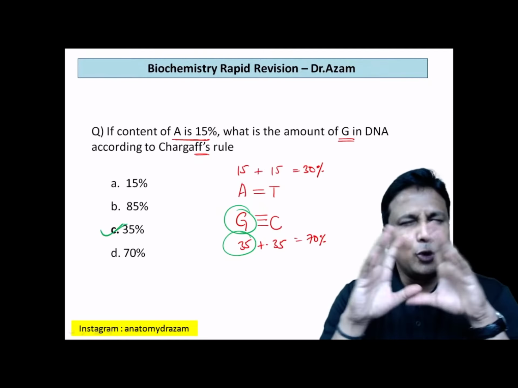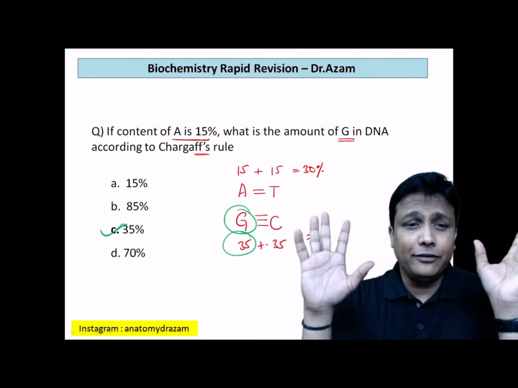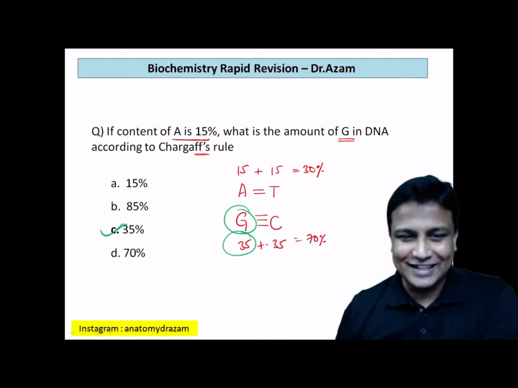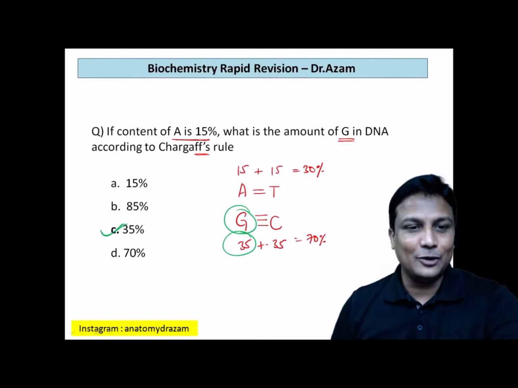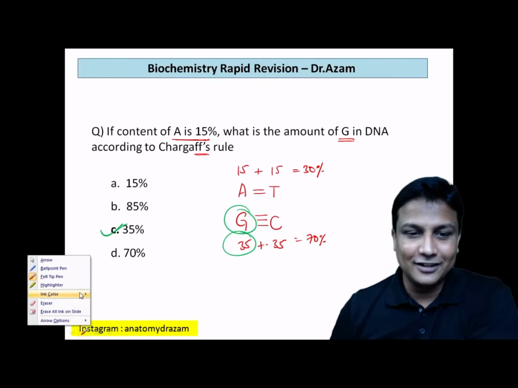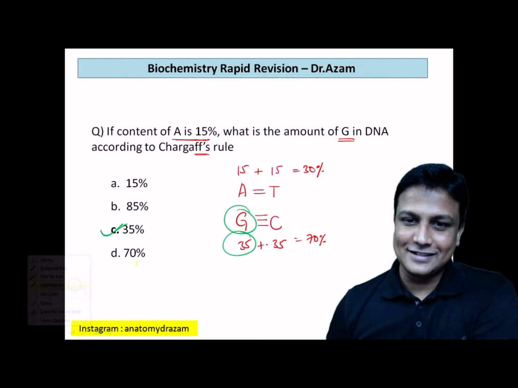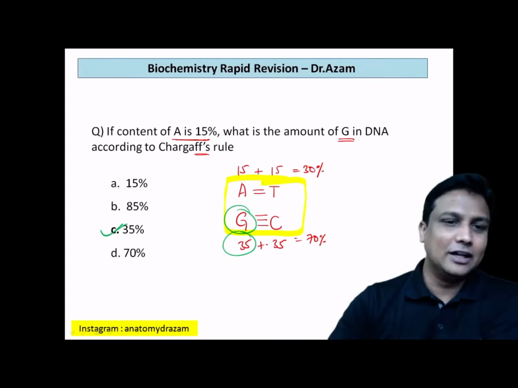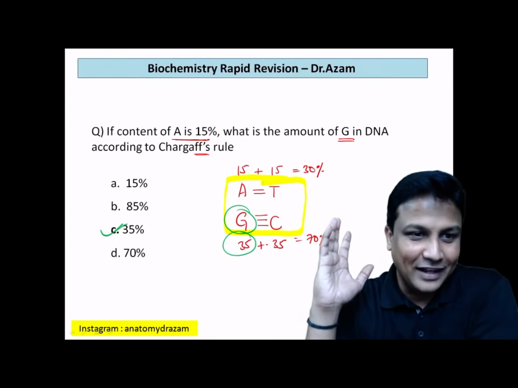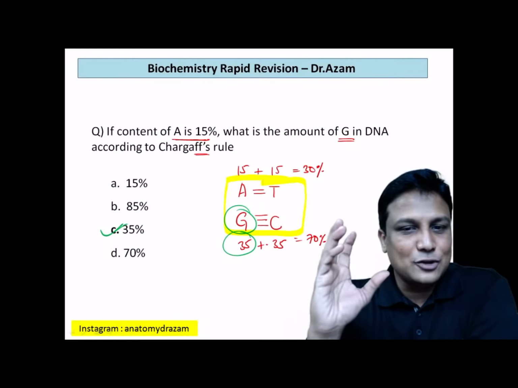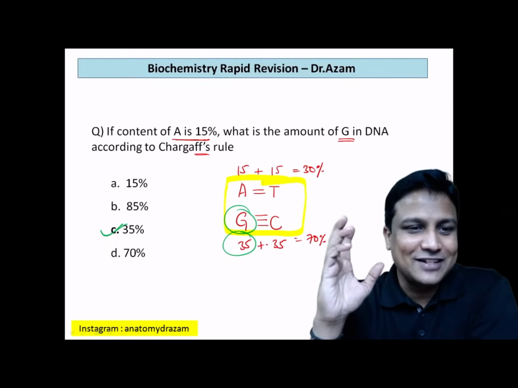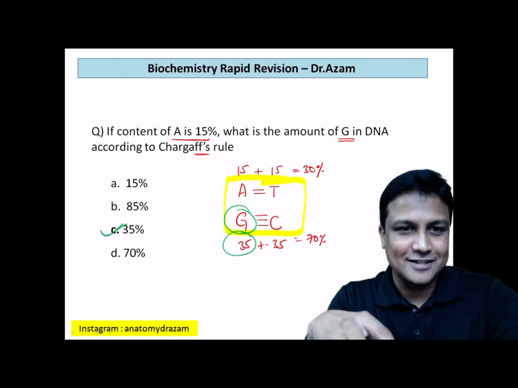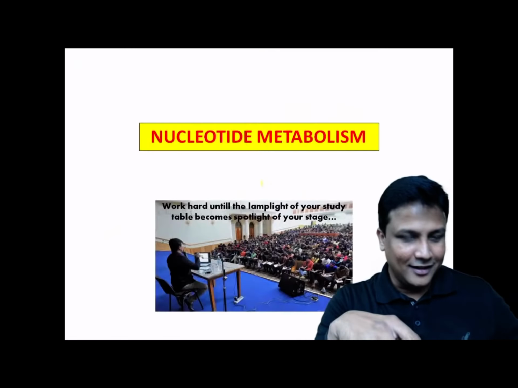No need of any formula, no need of any heavy mathematics here. Apply my simple logic. What did Chargaff's rule tell us? Adenine binds with thymine and guanine binds with cytosine. With the help of this simple thing, you will be able to do the mathematics. Class done. Next one now.